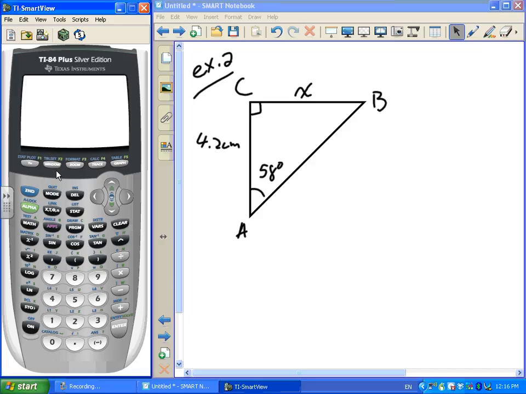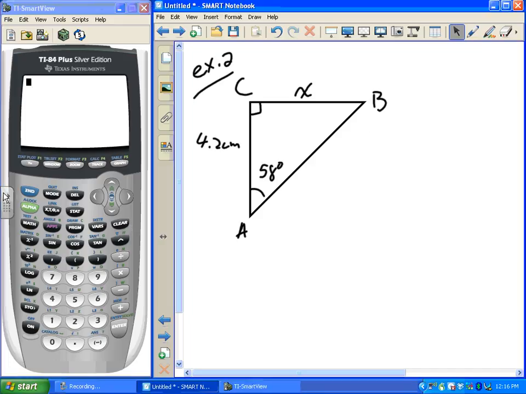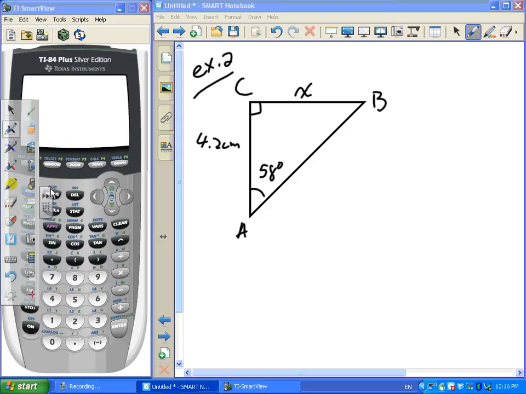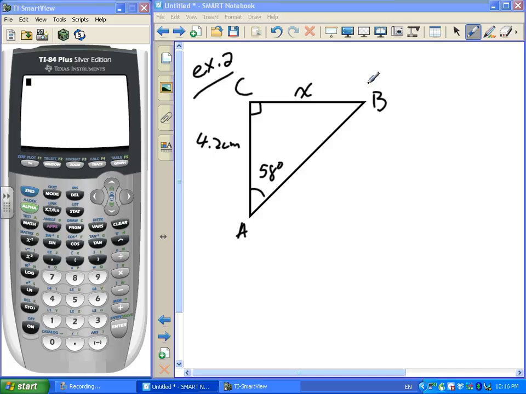Okay, example number 2. They have now asked us to solve for a side of a triangle. Okay? So once again, the other ratio we know is the tangent ratio. So let's set it up.